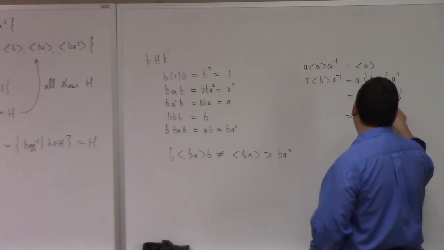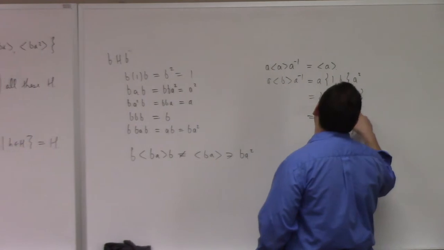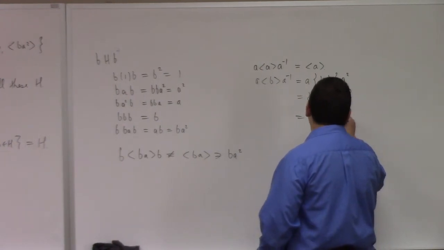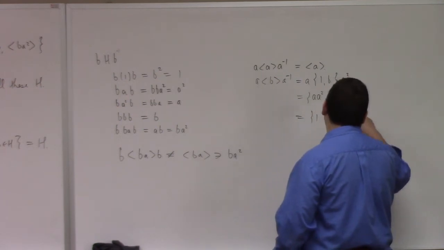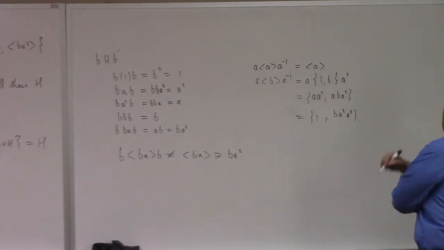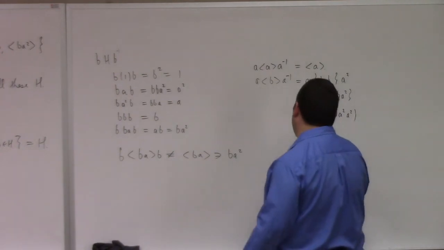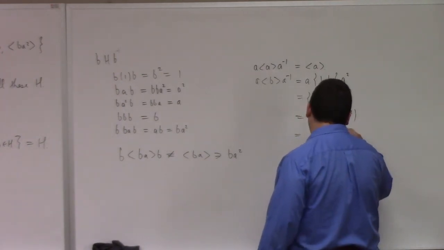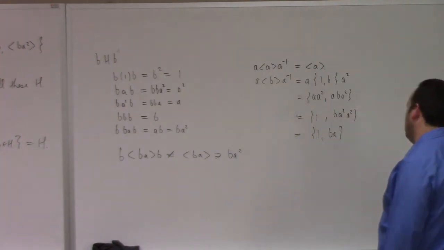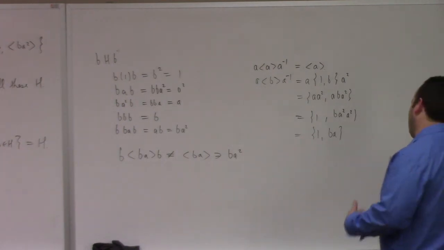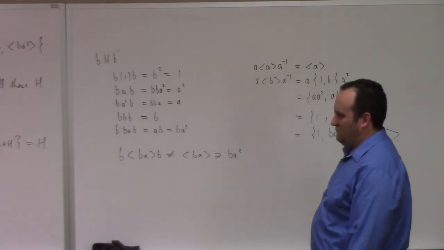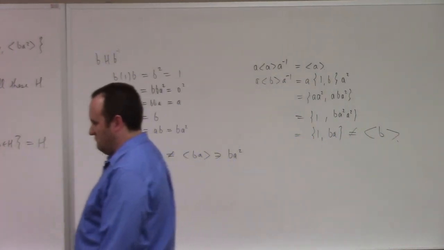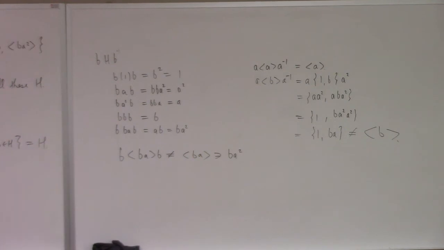And this one, that's B, A squared. Which is not what I want. Because that's not equal to... I don't know. Try the quaternion 8 group. Maybe that one will work.